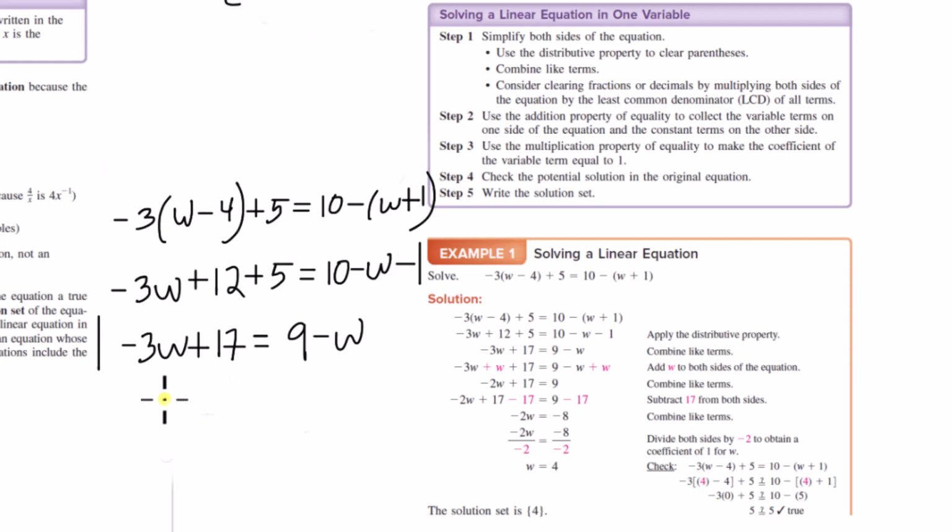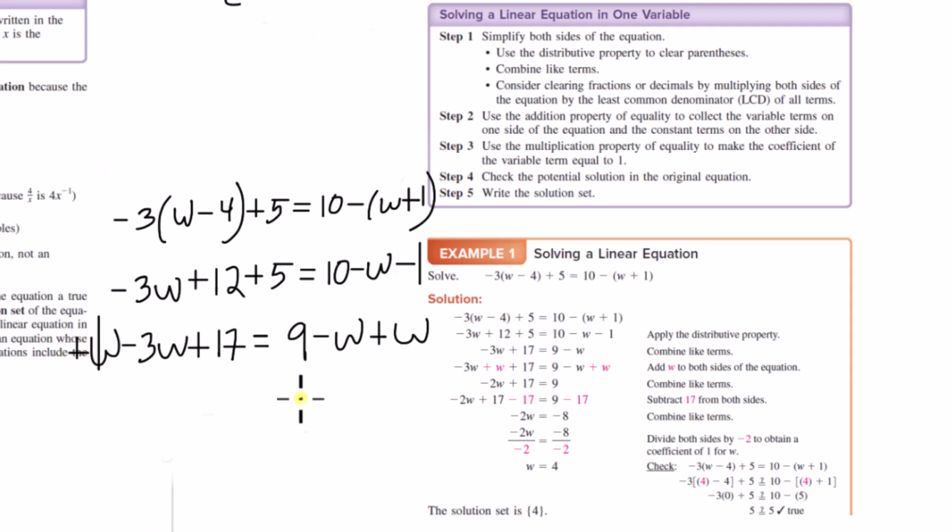Well, if we're trying to have all the variables on the left side, then we want to get rid of the variables on the right side. We can do that if we add a w over here, because minus w plus w is equal to 0. But we can't just do this and that's it. Now we've changed the equation, right? We have to use these properties of equality of equations. So we need to add w to both sides.